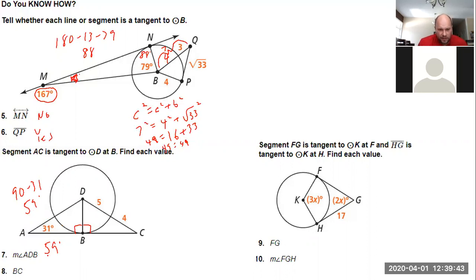Then BC, they gave us this entire thing is 9. The radius is 5, so this radius here is 5 as well. So plug it into the Pythagorean theorem to solve for the missing piece. So we have 9 squared equals 5 squared plus x squared. That's 81 equals 25 plus x squared. Subtract off the 25. We have 81 minus 25. That's going to give us 56. This is not going to come out to a whole number.